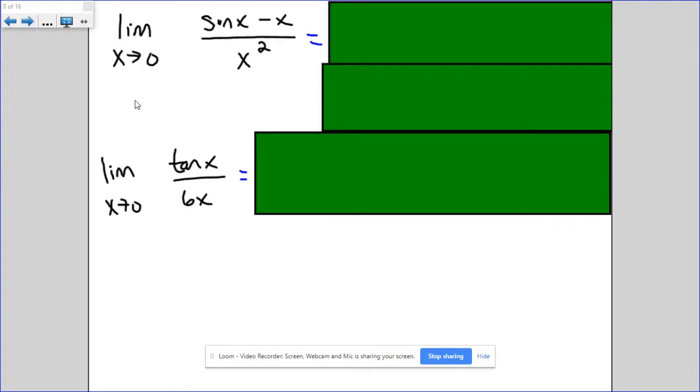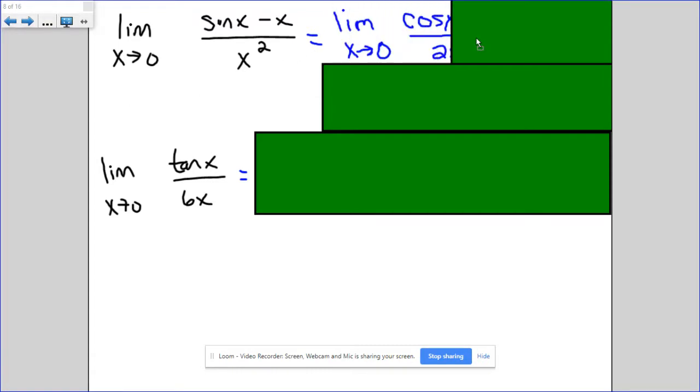Okay, so now we got one with trig. It says the limit as x approaches 0. So we have sine of x minus x. If I plug in 0, sine of 0 is 0, minus 0, still 0 on top. 0 squared on the bottom is 0, so it's indeterminate, 0 over 0. We are allowed to use L'Hopital's rule. Take the derivative of the top, which is cosine x minus 1, over the derivative of the bottom, which is 2x. But here we run into a new issue.